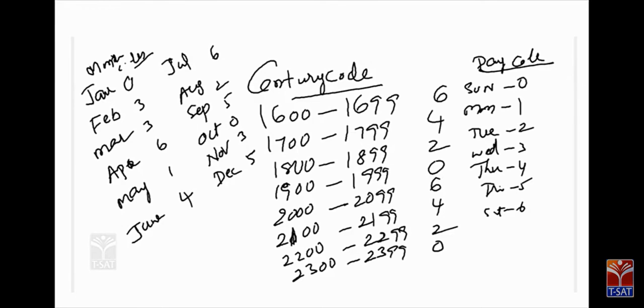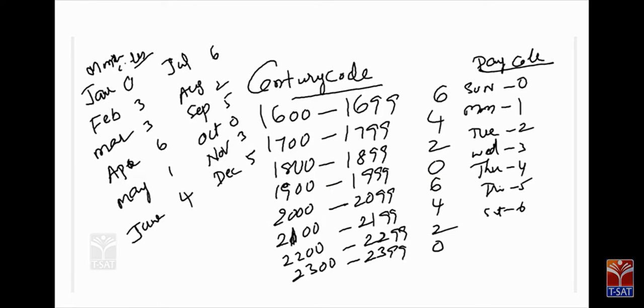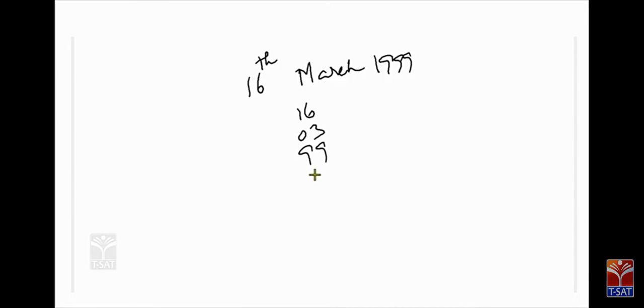March is how much? It is 3, correct? It is 3, add 3. Next, the last 2 digits 99, correct? And what is the century code for 99? So, simply 1900 to 1999 is 0. If we have any doubt, we can check it. The century code is 0, it is very clear. Okay, century code is 0.